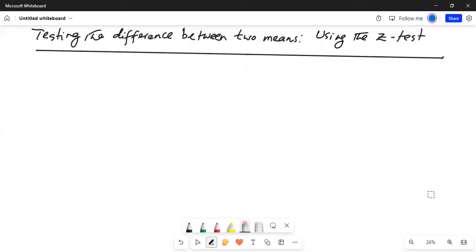Today, we are going to talk about how to compare or how to test the difference between two means. And this is the Z test. So, without further ado, I'll share my computer screen with you. Testing the difference between two means. Okay. So, I'll write a few things.